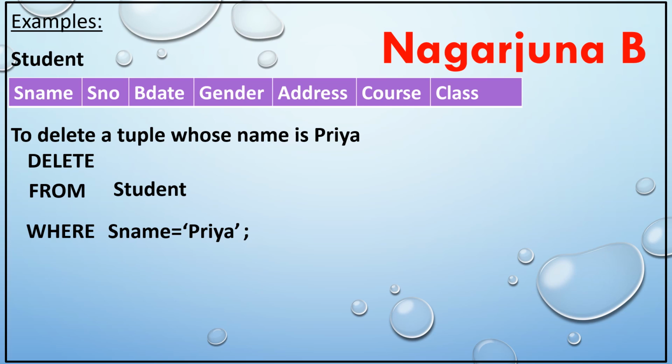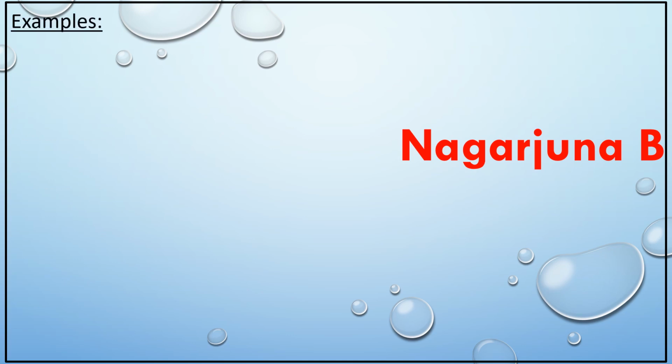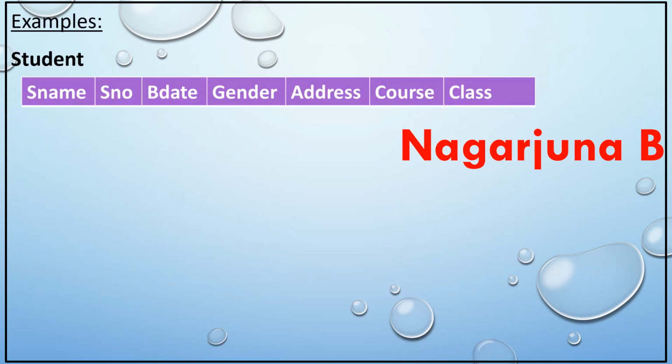So for that purpose, whenever you are writing a delete command, consider the primary key in the where clause. Here it is not a primary key, the primary key is SNO, but the question has been given by mentioning a name. For that purpose, I have written sname equal to Priya. If more than one student has the name Priya, those student details will be deleted from the table student. Now we shall see another example with the same student relation.